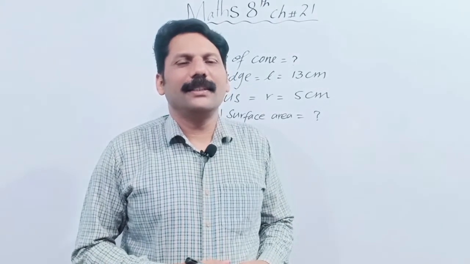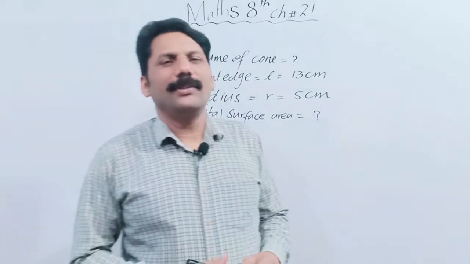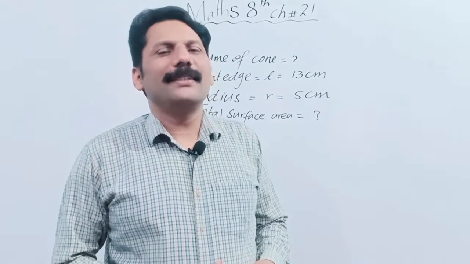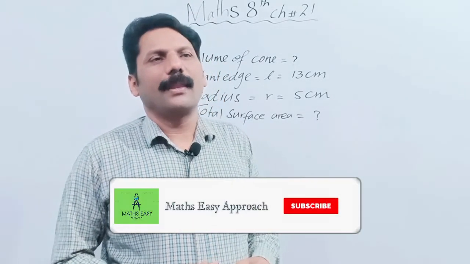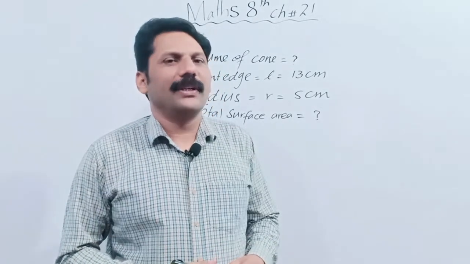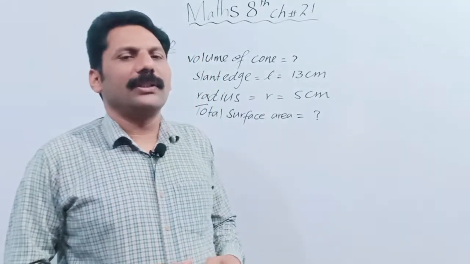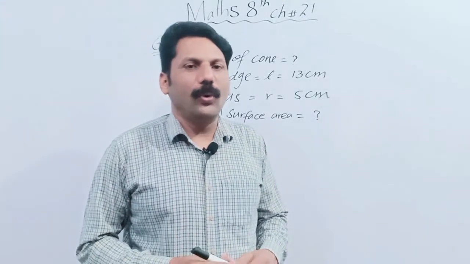Mathematics class 8, chapter number 21. This chapter is about volume and surface area of cone and volume and surface area of sphere. So today again, question number 10 is also about the volume and total surface area of cone.